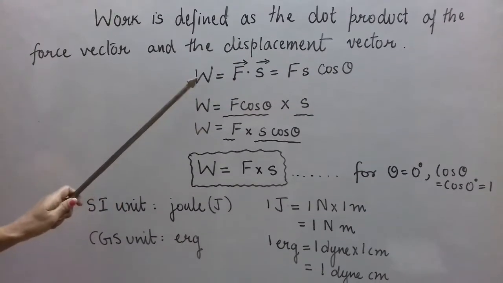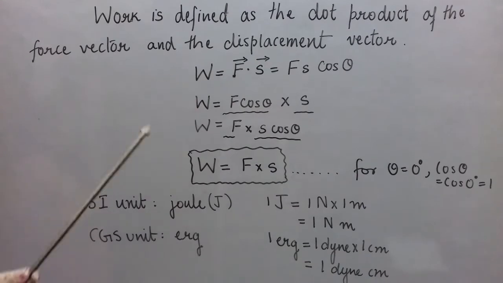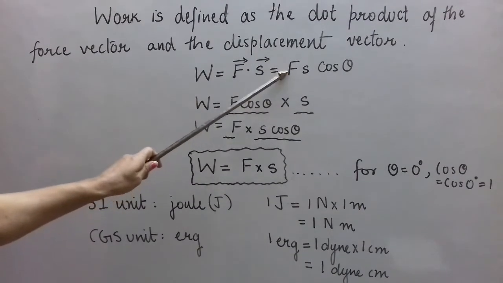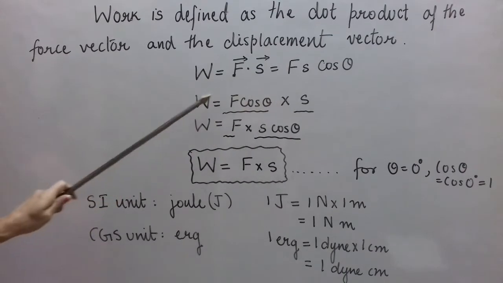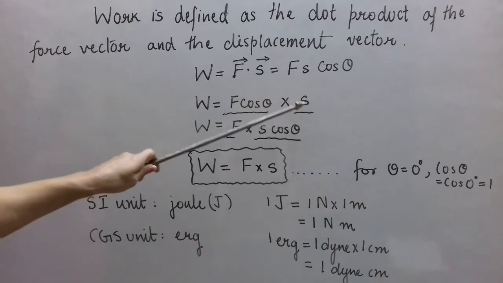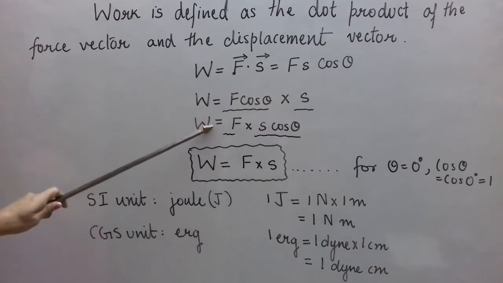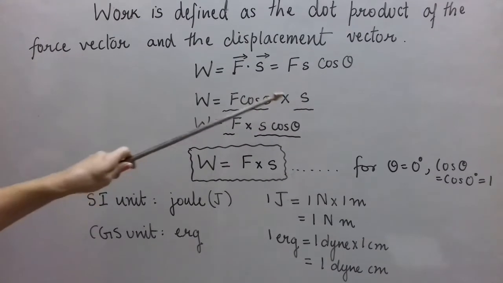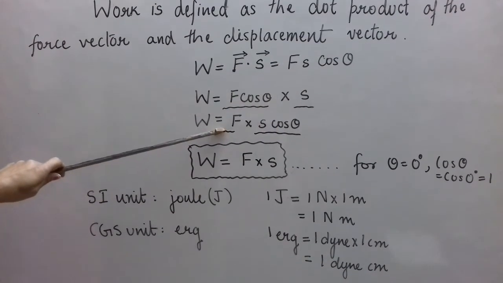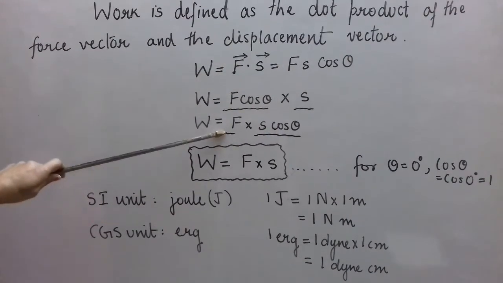Now, when you study in higher classes, you will see that I can rewrite this in this way: W is equal to F cos theta into S, or I can also write it as F into S cos theta. All these three are the same. Only the way of writing is different.